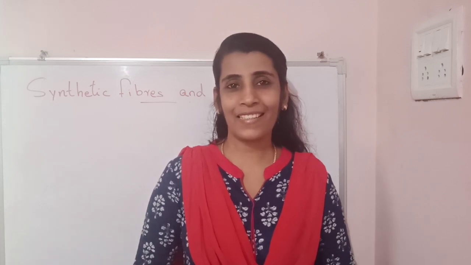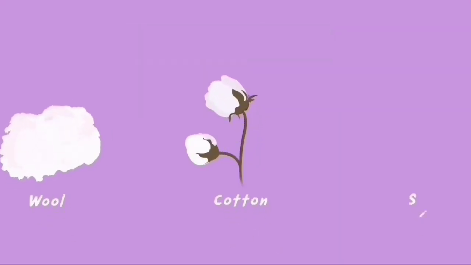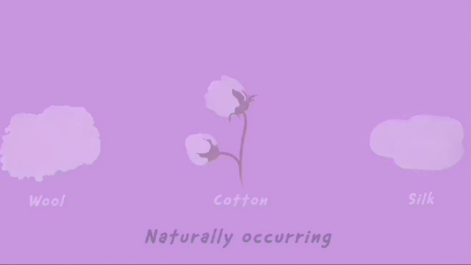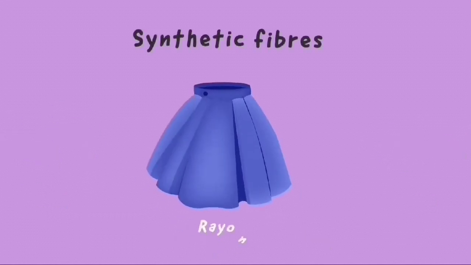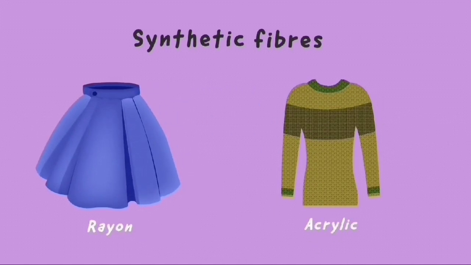Let's start. We have always used cotton, wool and silk, which are naturally occurring fibers. Then what are synthetic fibers? The shiny clothes made up of rayon, the warm and soft clothes made up of acrylic are all what we normally use. All these are examples of synthetic fibers.